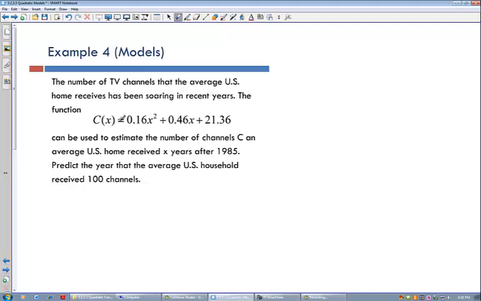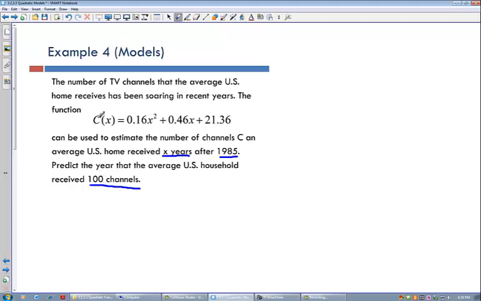The function c of x equals 0.16x squared plus 0.46x plus 21.36 can be used to estimate the number of channels C an average U.S. home received x years after 1985. Predict the year that the average U.S. household received 100 channels.